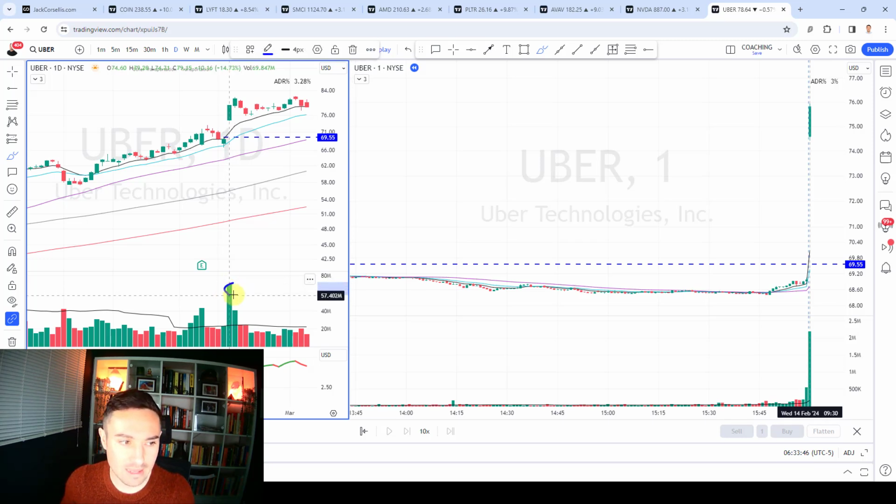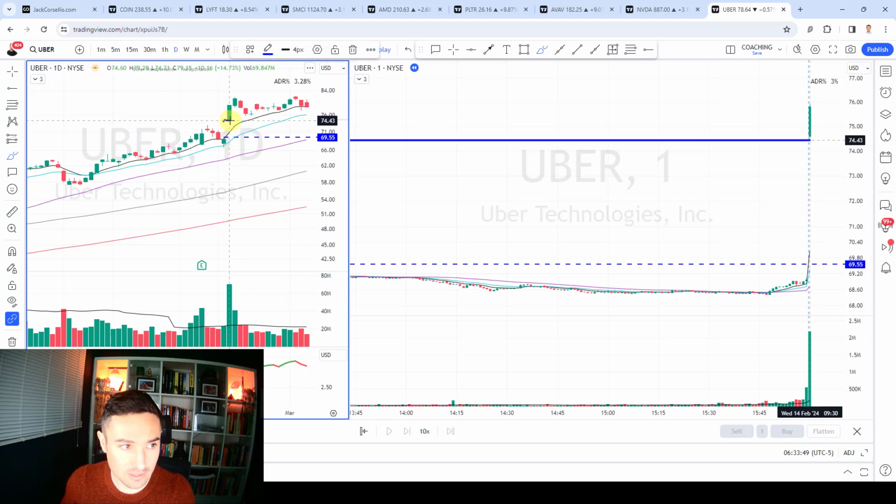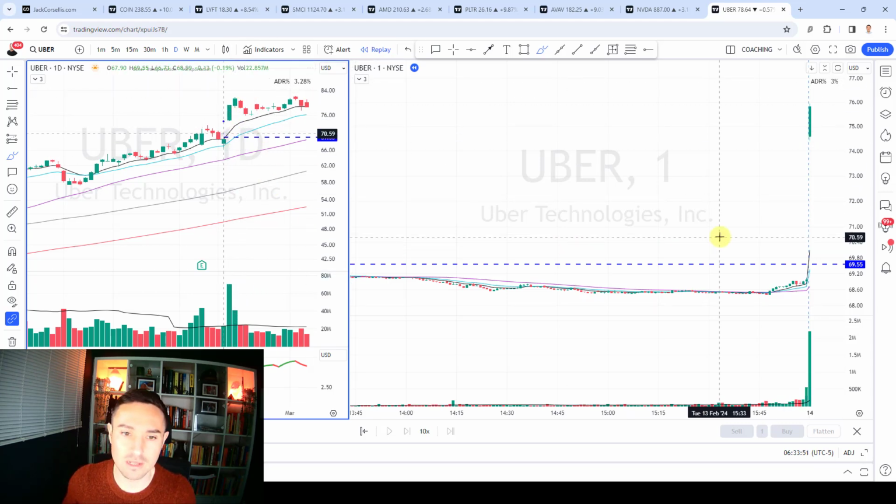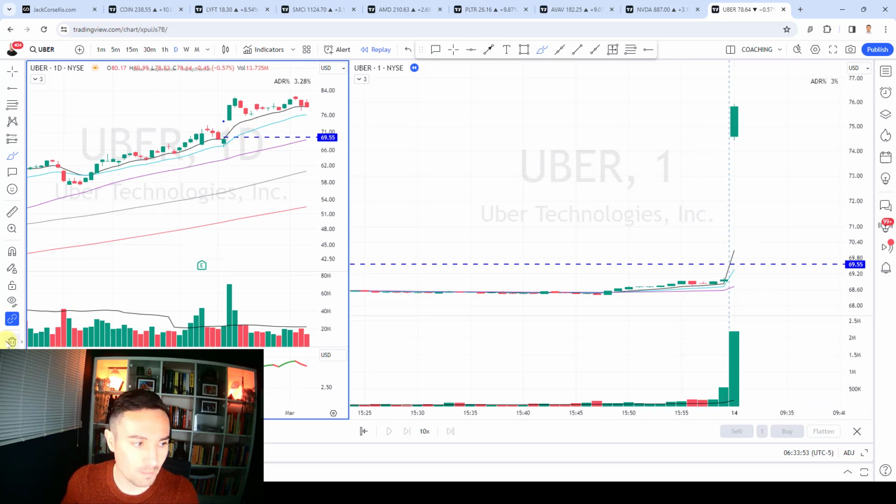So Uber here gaps up on this bar here, so it gaps up, opens on the low, pushes up. We can kind of see that on the daily chart, but if you were doing an ORB on the 1 minute chart, how would you be looking at this?